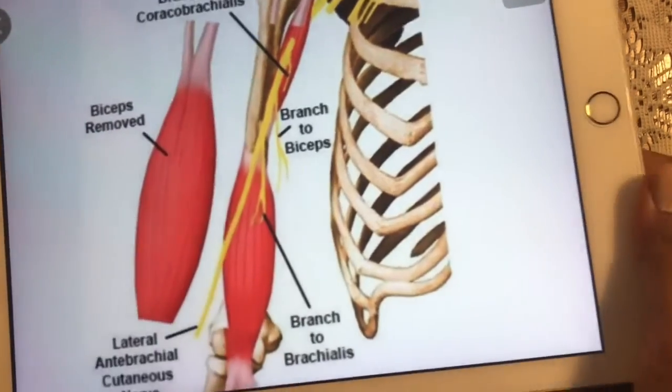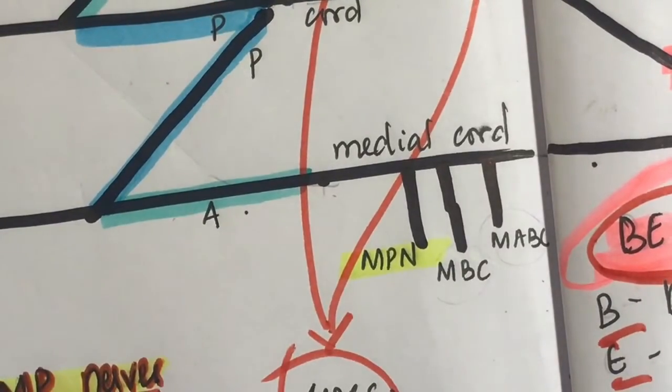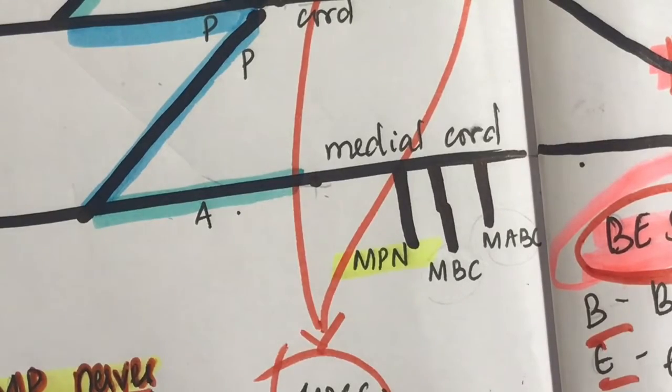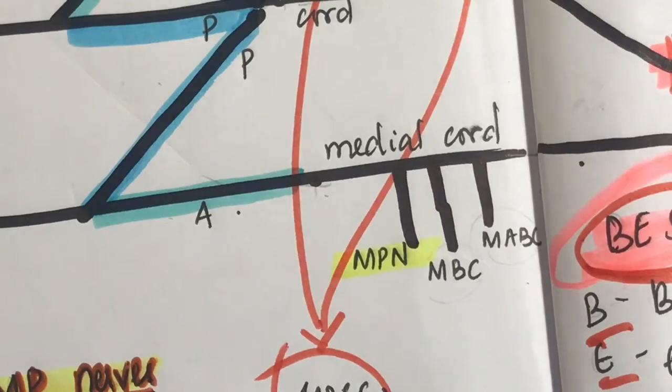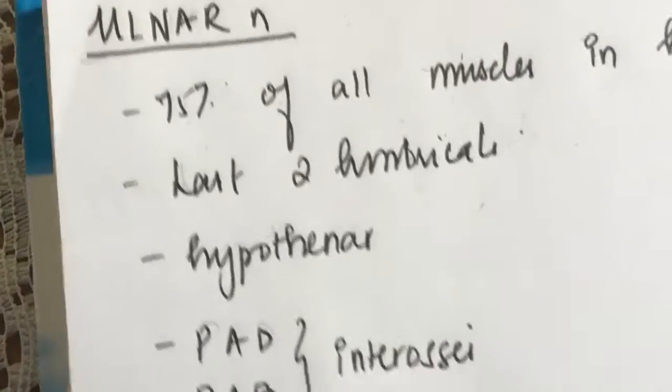Okay, I actually missed out two of these things in the medial part. That is the medial brachial cutaneous nerve and the medial antebrachial cutaneous nerve. These two are not at all clinically relevant. They are basically the medial nerve of the arm and the medial nerve of the forearm. That means it just gives cutaneous supply to the medial portion of the arm and the forearm. That's about it. Coming to the ulnar nerve.